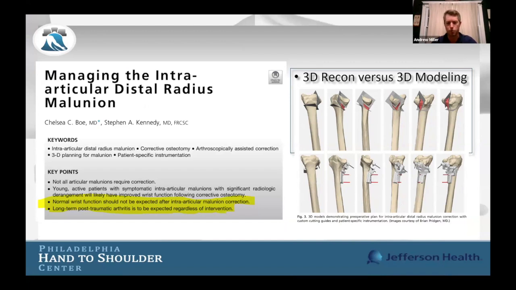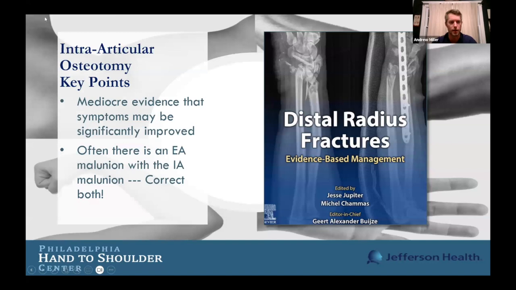Now, I'm not a huge fan of a lot of the 3D modeling that is utilized. Again, there's no study that's demonstrated superior outcomes with 3D modeling, but I think you still need to have good 3D reconstruction. So, reformatting your CTs, getting a good three-dimensional understanding of the malunion is important and paramount to success. This is that textbook that Jupiter released that a few of us contributed to.